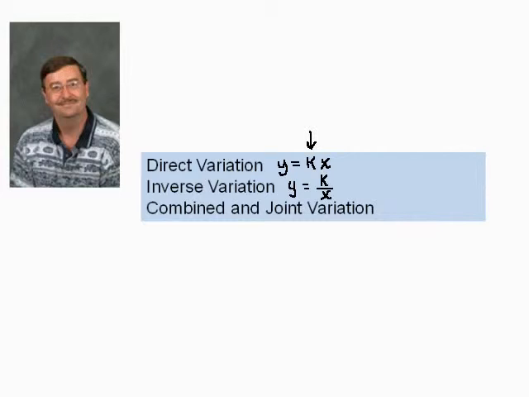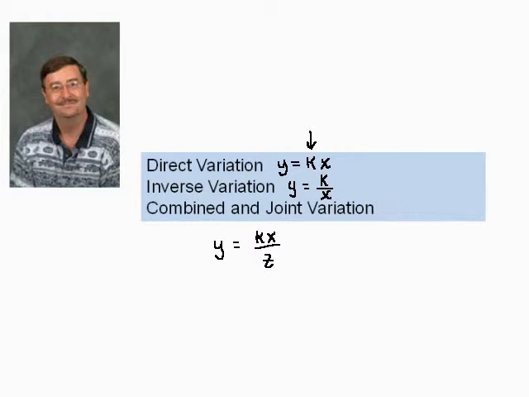And then you might have a combination one that looks something like this. And remember, x and y don't have to always be the variables involved. K will always be in there. You might have something like this. Y equals kx over z, where you have both direct and inverse variation. So this one would state y varies directly as x and inversely as z. That's how it would be read.